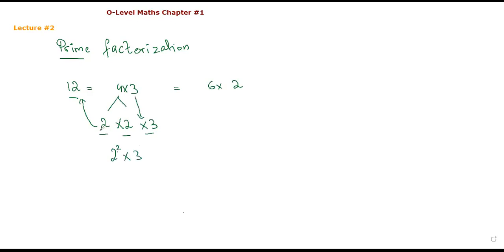Why 2 square? Because 2 and 2, they are same. When bases are same, I can add the powers, okay? This 2 has 1 in its power, and this 2 has 1 in its power. So I can just add this 1 and 1 to get 2.